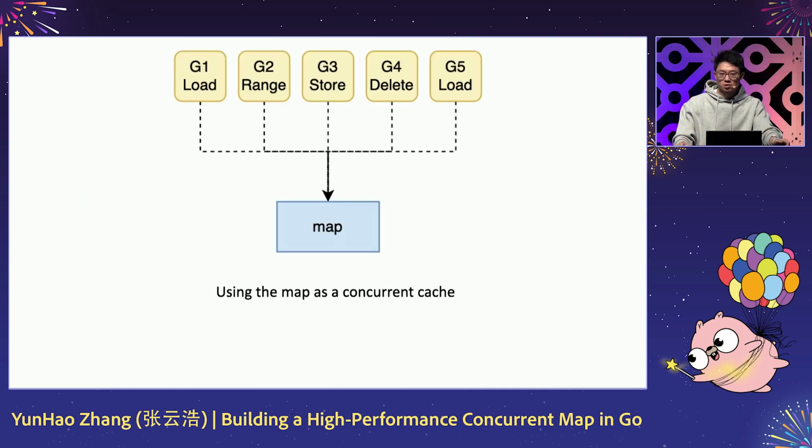But in many real-world cases, we often need to execute various operations on a map concurrently. For example, we might use the map as a concurrent cache. It may call load, range, store, delete at the same time. However, the performance of these two maps is not good enough in this case. So, how can we improve the performance? Since the read-write mutex map has a better performance for now, let's see, maybe we can find some ways to improve it.